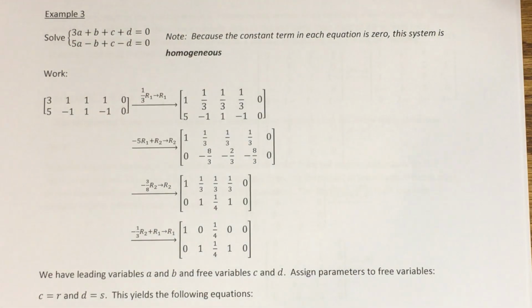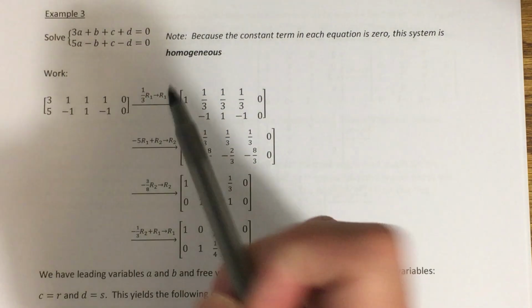One important property of homogeneous systems is that they never have no solutions. Homogeneous systems of equations will always have at least one solution. They either have one or infinitely many. And the reason for that is fairly easy to see.